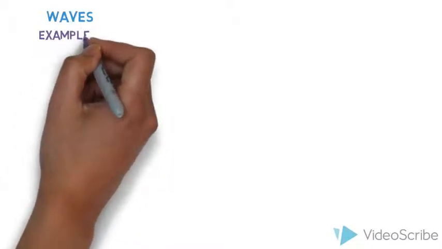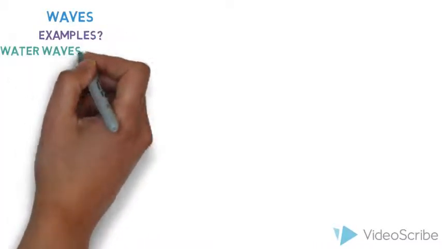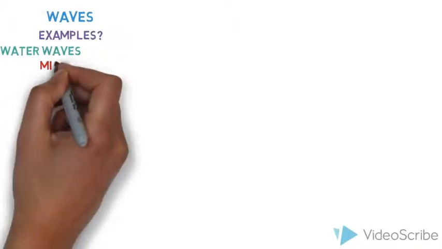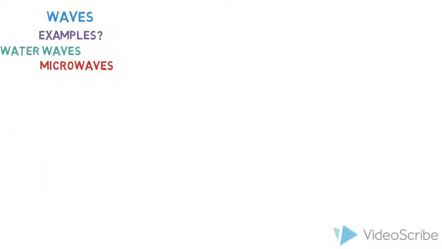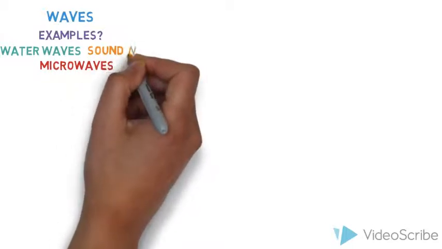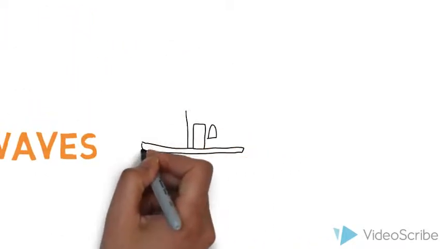Guys, in this unit we are going to be covering waves. So what examples come to your mind when you think of waves? What do you think water waves, microwaves, sound waves, and radio waves have in common with each other? These and all other types of waves transfer energy from one place to another. In this lesson we're going to be talking about the characteristics of waves.